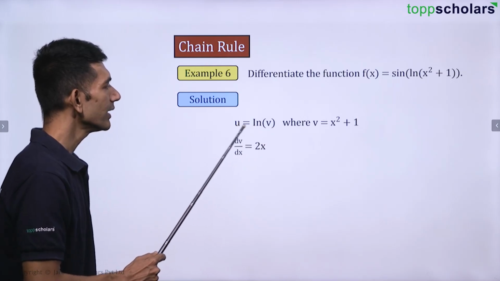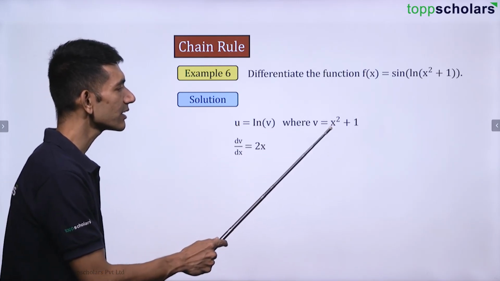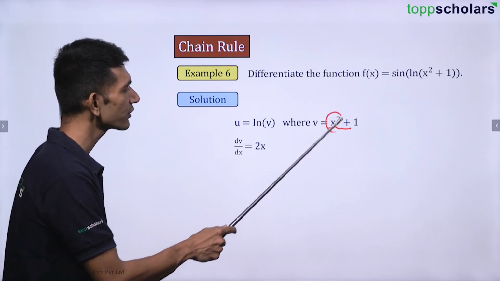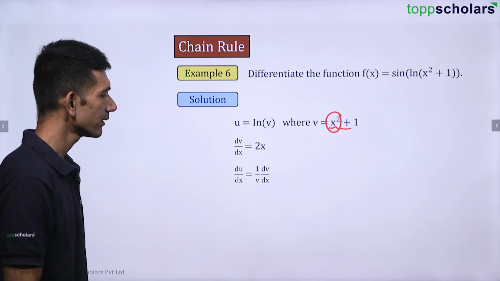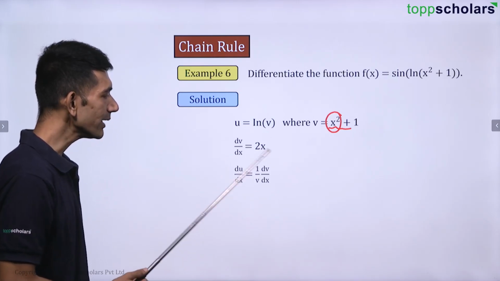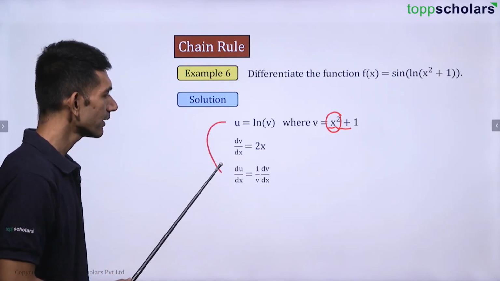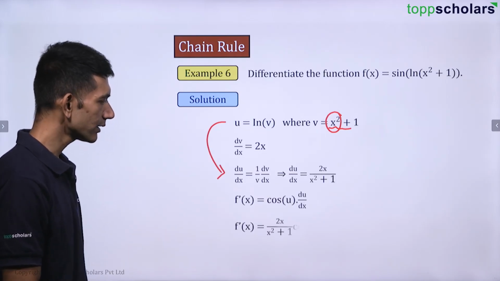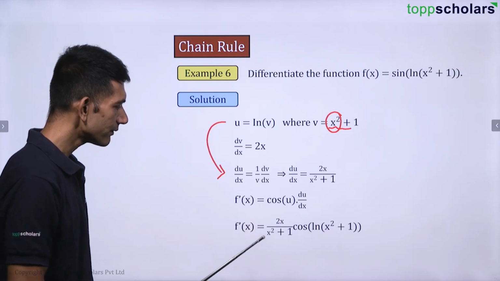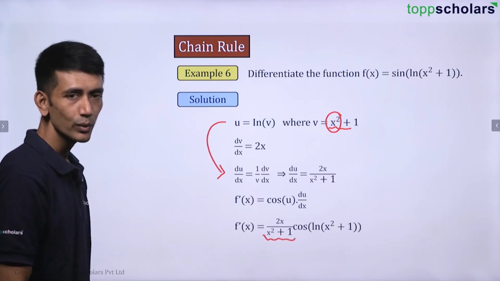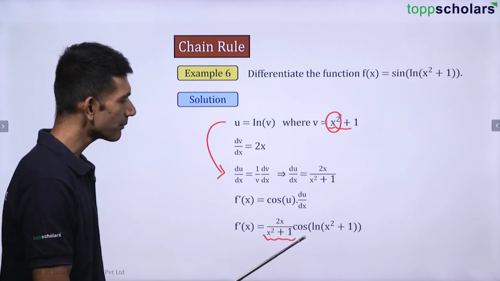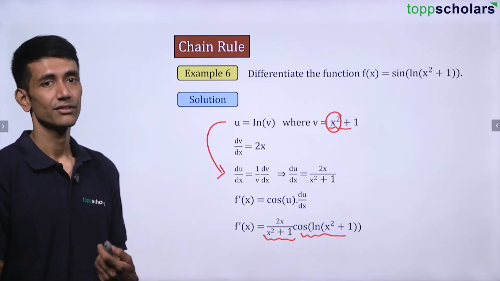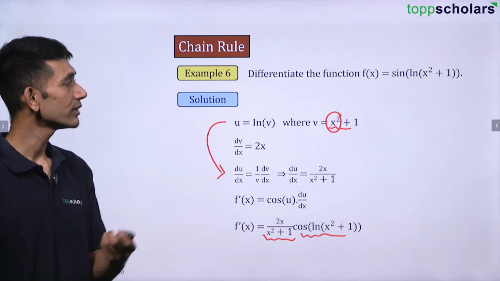Now we'll take u is equal to ln of v, where v is nothing but x square plus 1. So dv by dx is nothing but 2x, because the derivative of x square is 2x, correct? And du by dx will be 1 by v. Derivative of log x is 1 by x, correct? So further, if we combine this, we have f dash of x is equal to 2x by x square plus 1 multiplied by cos of natural log of x square plus 1. So this is the final answer. This is how you can find out the answers using chain rule.